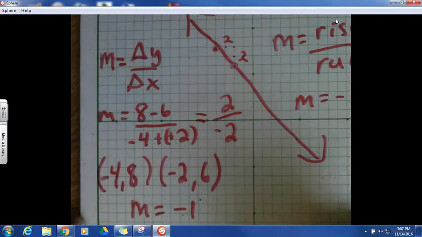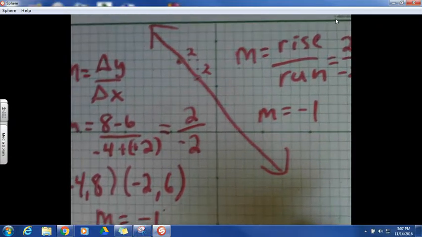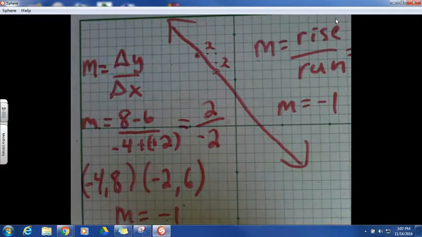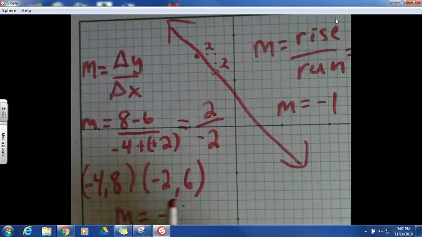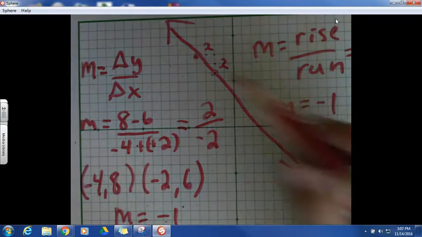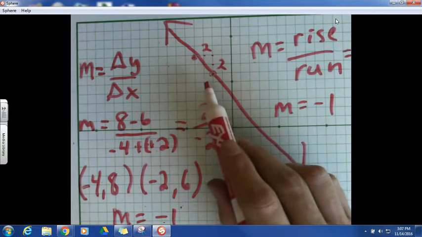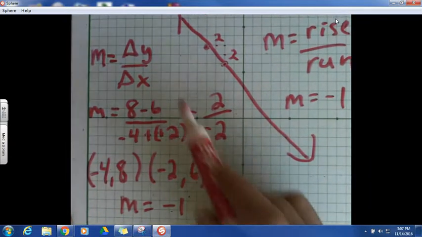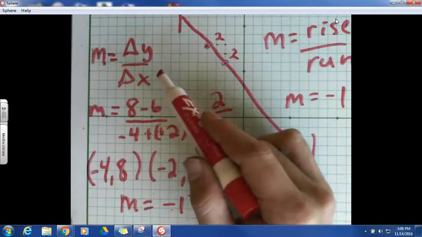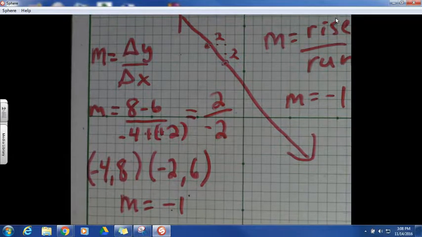So we used 2 different methods here to calculate slope from 2 ordered pairs. The first method was to graph the line and calculate the slope that way. The second way was to use the slope equation, the change in y over the change in x. Either way, we got the same answer.